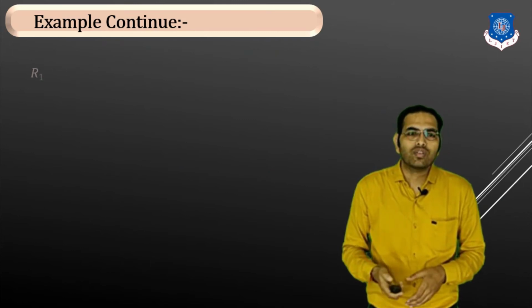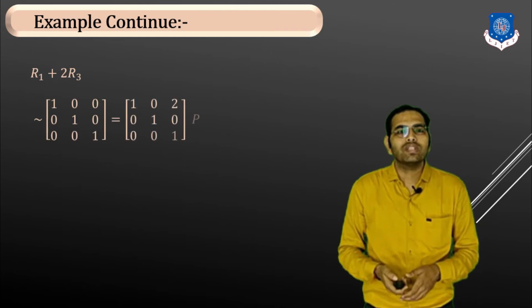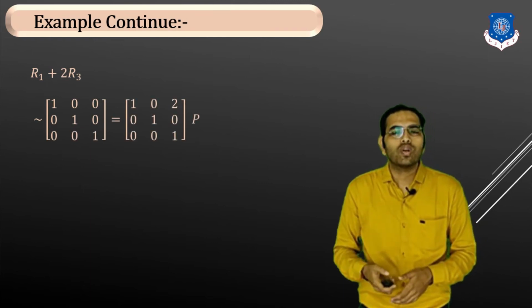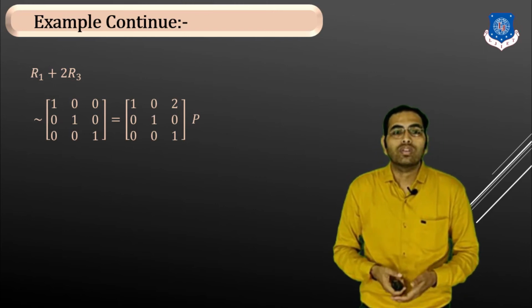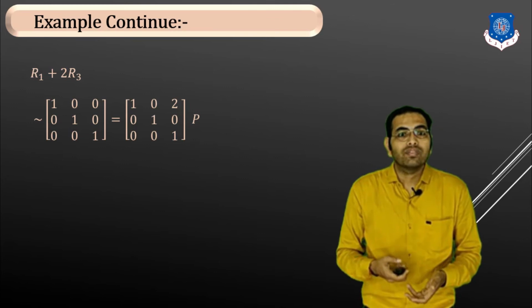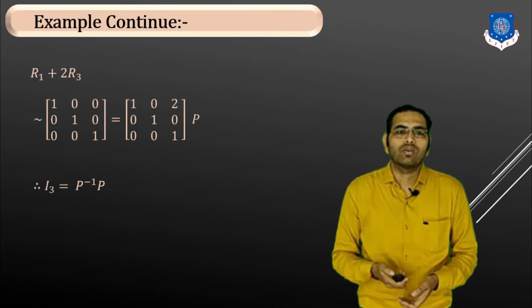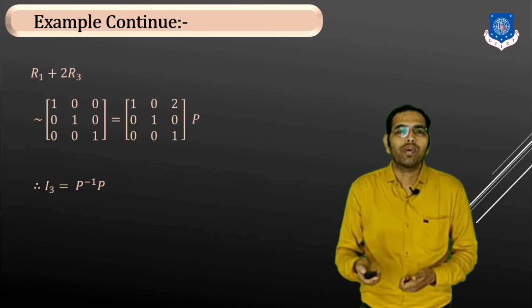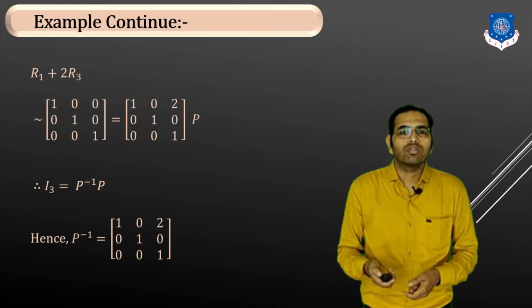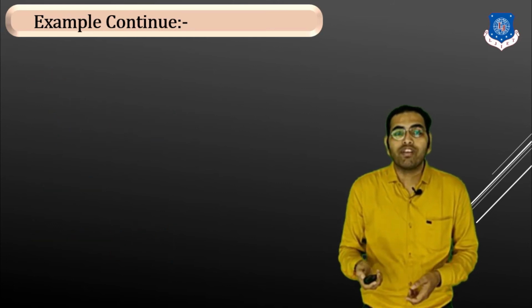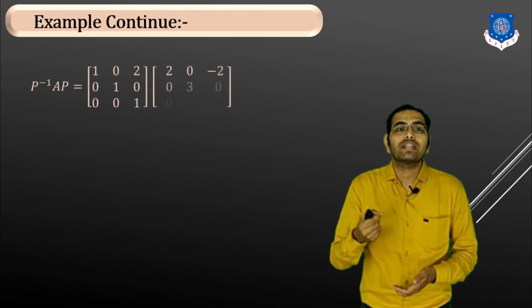Let's see the first row operation, that is R1 plus 2R3. That will give you 1 0 0, 0 1 0, 0 0 1 equal to 1 0 2, 0 1 0, 0 0 1 into P. Now that is our identity matrix. Then P inverse equal to 1 0 2, 0 1 0, 0 0 1. That means I3 equal to P inverse into P, where P inverse equal to 1 0 2, 0 1 0, 0 0 1.